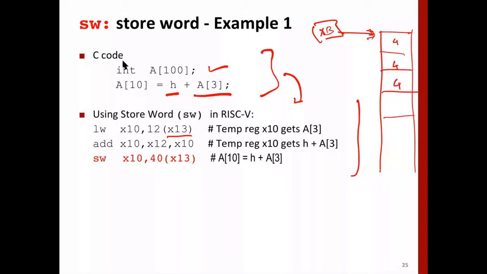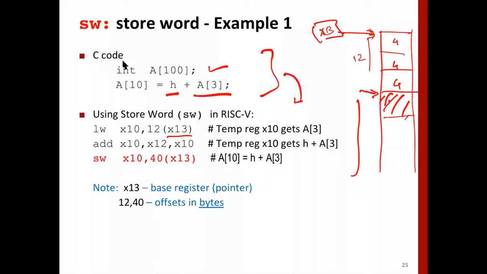Now this is the 4th element. So this address, the contents of x13 plus the offset, which is 12, will point to the 4th element here, right? So move this into register x10. We bring it to register x10. This means that now we have read element A3.